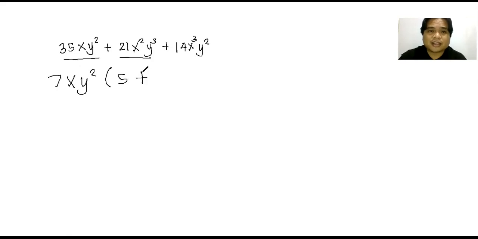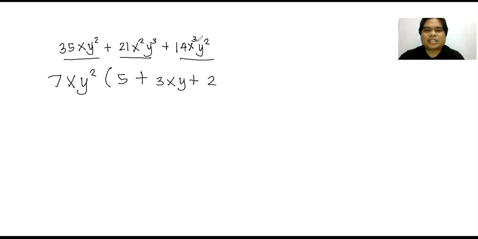Last, for the second term, originally you have 21. You took out 7. You will have 3 left. Actually, all you need to do here is just divide. 21 divided by 7, you get 3, right? x squared divided by x is x. y cubed divided by y squared is y. How about 14? For the third term, you took out 7, or divide 14 by 7, you get 2.